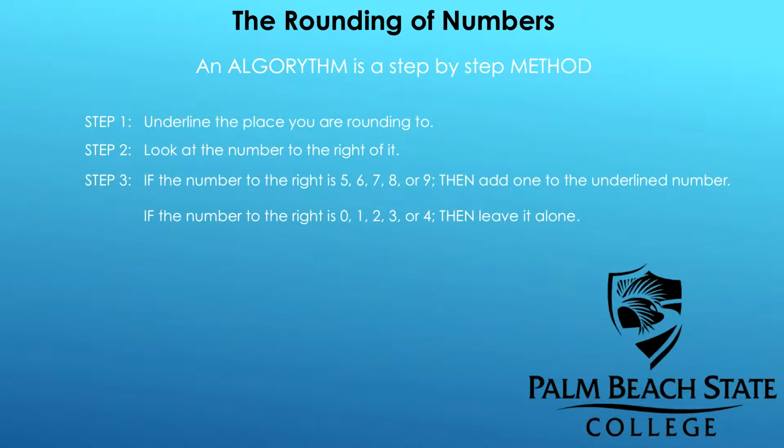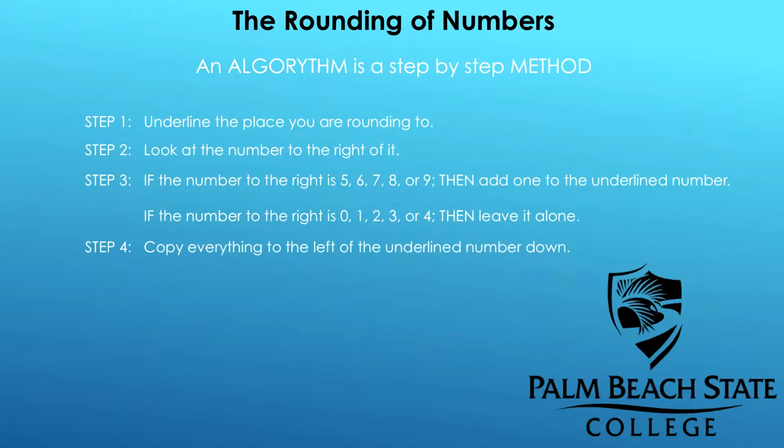If the number to the right is 5, 6, 7, 8, or 9, then we're going to add 1 to the underlined number. If the number to the right is 0, 1, 2, 3, or 4, then we are going to leave it alone. Now, there are other methods of doing this in different scientific disciplines, but for our purposes in the paramedic program, this is how you're going to make the decision.